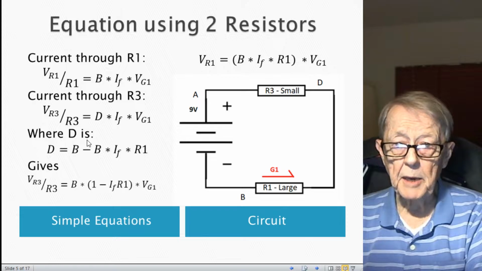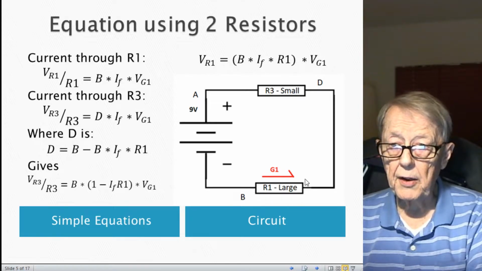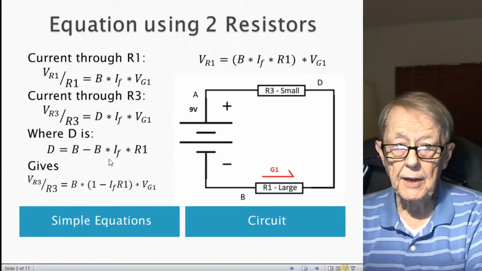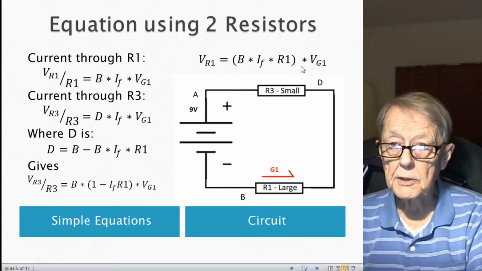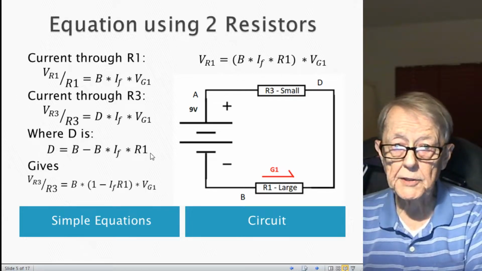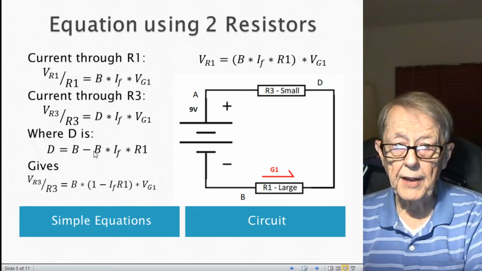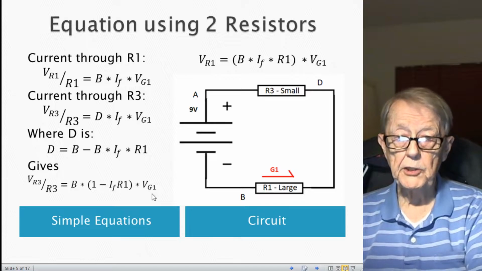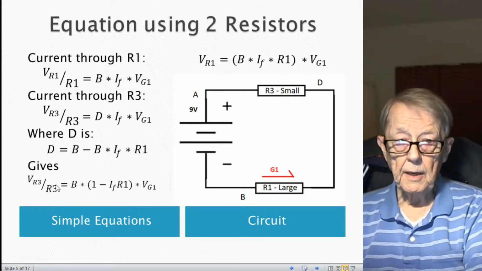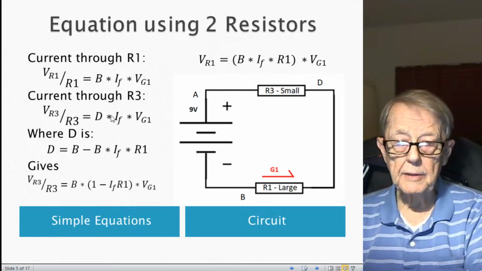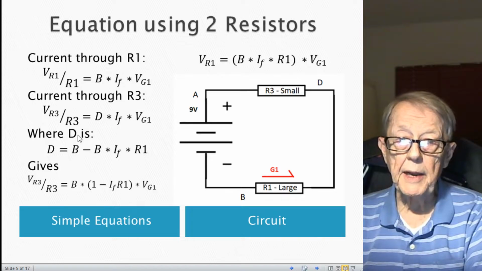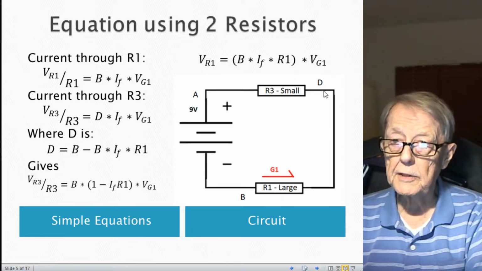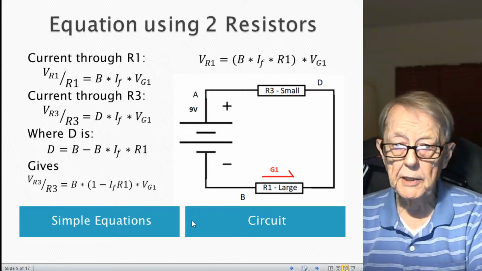But D can be calculated, knowing what's going on here. D is going to equal the number entering here minus the ones lost. Well, this is the ones lost, B. That's lost. So you have that, and that simplifies to B times 1 minus I_F R1 times V_G. So this equation becomes this one, and now I've eliminated the value D. It is no longer part of that equation. It's simplified.